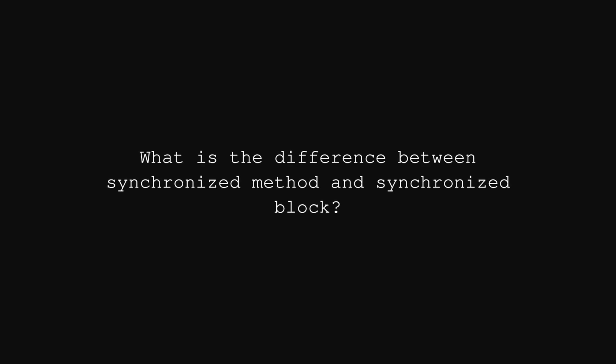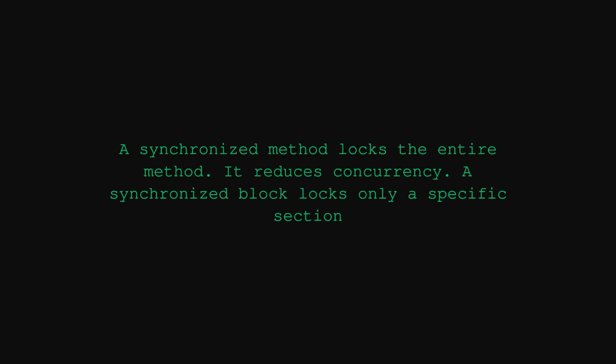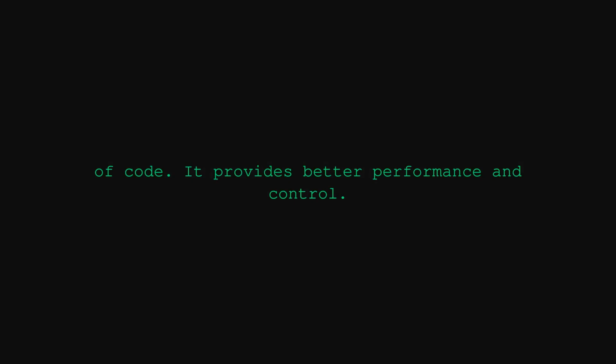What is the difference between synchronized method and synchronized block? A synchronized method locks the entire method. It reduces concurrency. A synchronized block locks only a specific section of code. It provides better performance and control.